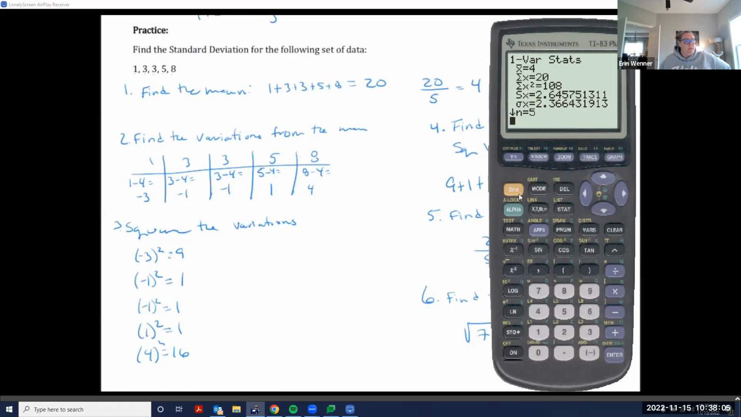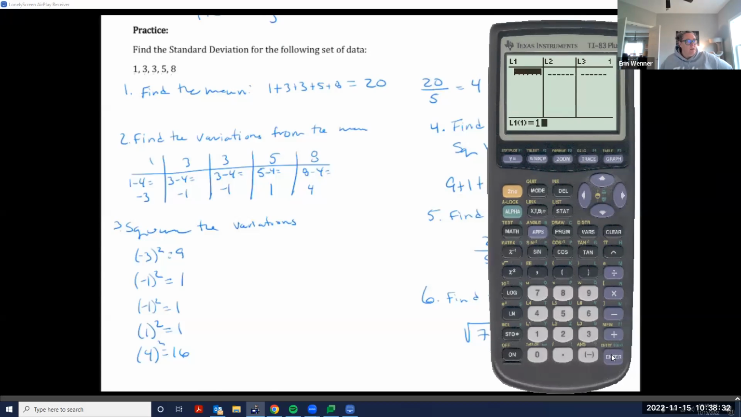Again, if we review those steps, let me clear this. So my first step was I pressed stat. I went into edit and I entered my list, right? So again, if you like, how did you get that in there? If there was already data in there, we pressed up on L1, we said clear, which cleared all that out. Then we entered it. So we're putting in 1, 3, 3, 5, and 8. And then once we have our data entered, we're going to say second quit.